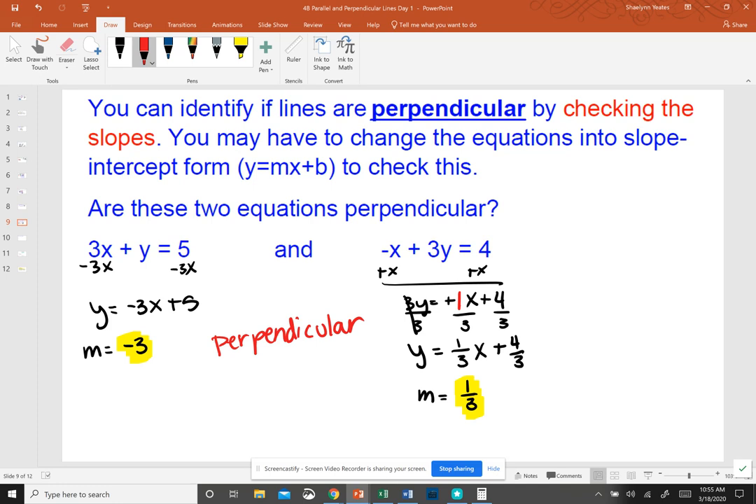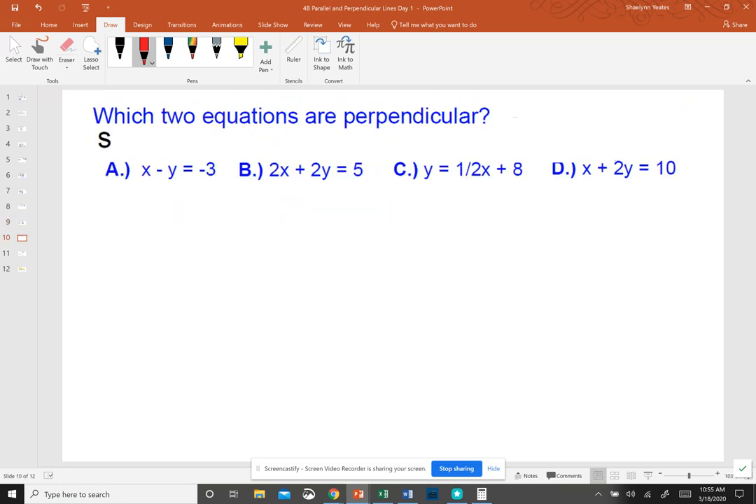Okay. So we're going to do this a couple more times. We're going to try and identify two equations that are perpendicular. The first thing you want to do is make sure everything says y equals. So I'm going to subtract x from both sides here. Now I have negative 1y equals negative 1x minus 3. Now I'm going to divide everything by negative 1, and I end up with y equals x plus 3.